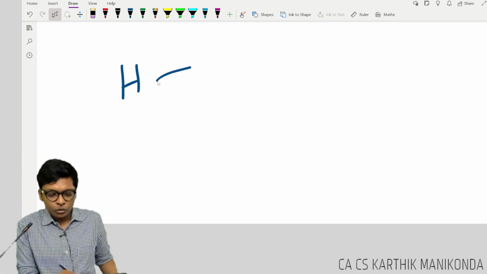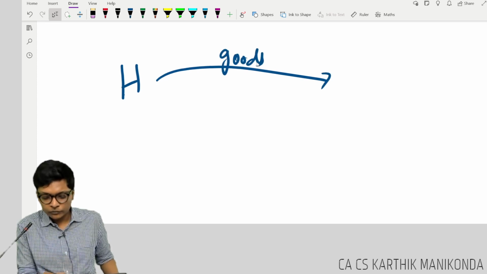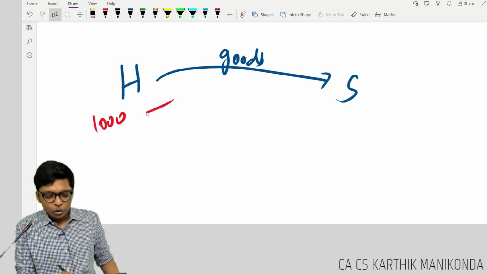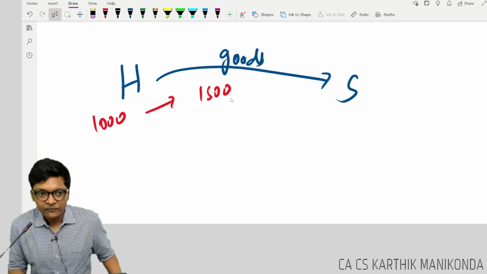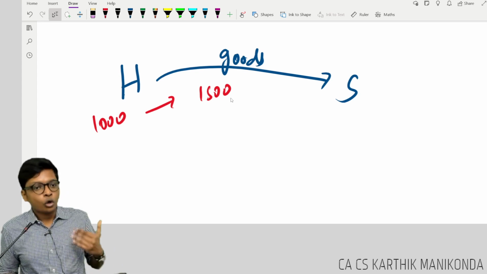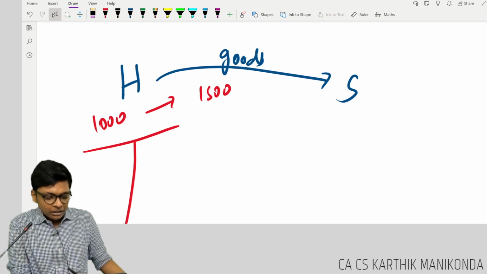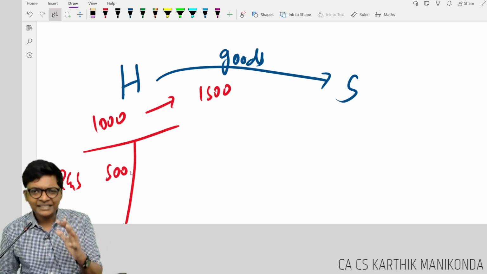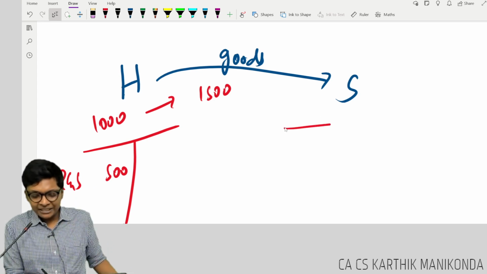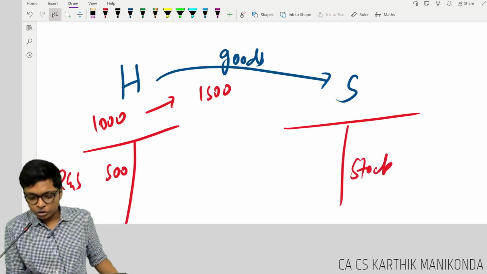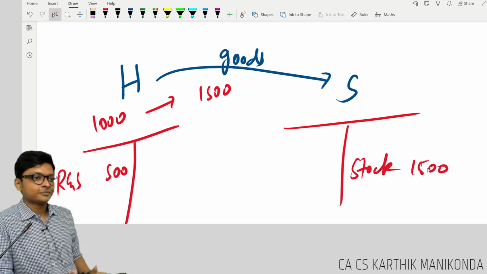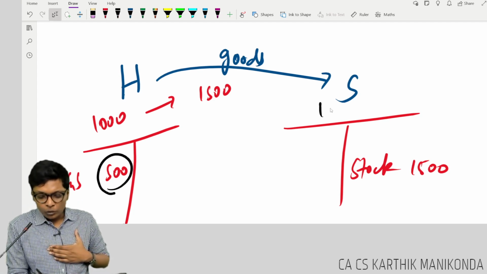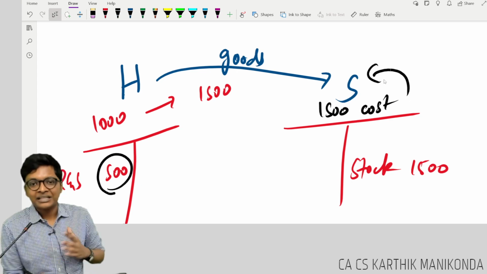So let's take a scenario where holding has sold goods to subsidiary. Goods costing 1000 were sold for 1500. Who made the profit? Holding. So in the holding balance sheet, reserves and surplus will have a profit of 500. All of you with me, guys? Very simple, easy if you understand. In subsidiary, these goods will be in stock at 1500. Correct? Are you following, guys? So it's a profit of 500 for holding, and 1500 is the cost for subsidiary.